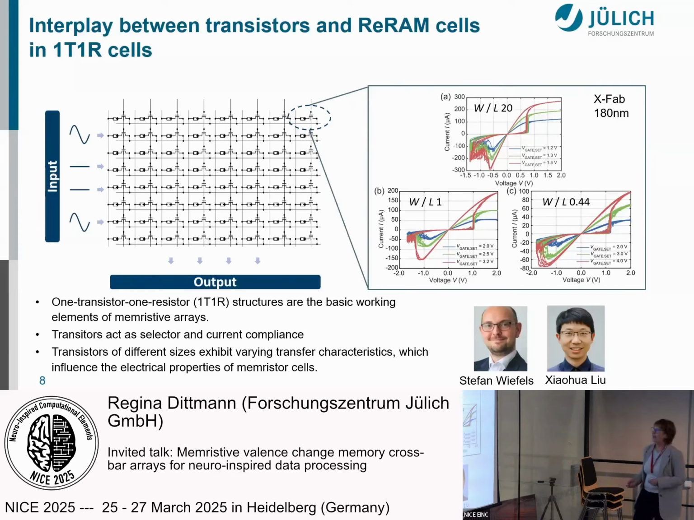As you can see, in the memristive devices this filamentary process goes along with strong thermal acceleration of the switching process, and as a result we have this self-heating process in the devices. This has to be limited by a current compliance, and the transistors act as a current compliance in the 1T1R crossbar arrays.